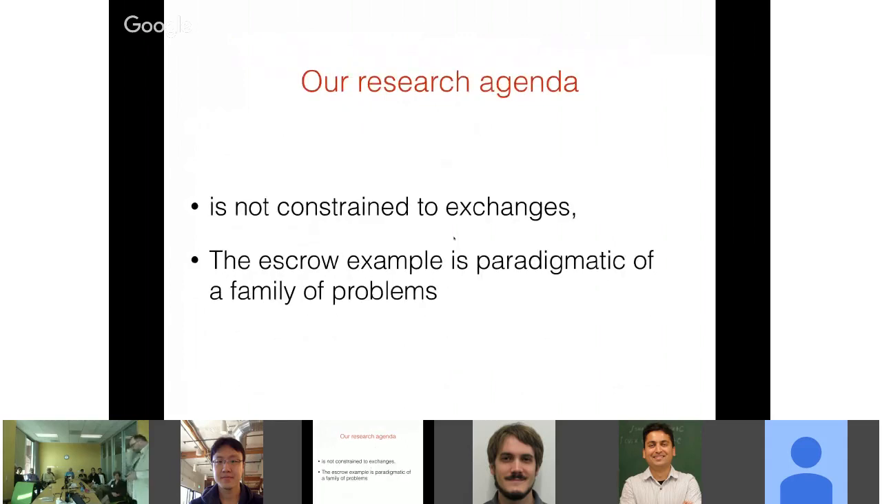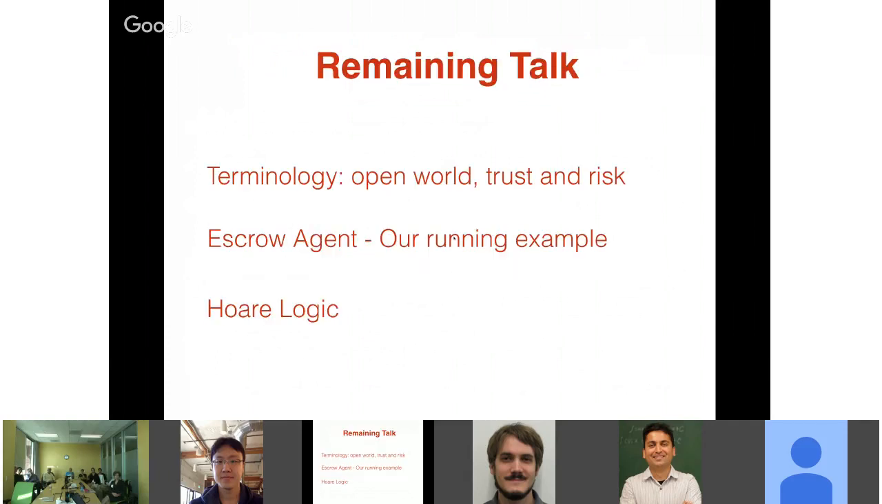Our research agenda is not constrained to exchanges. The escrow example we're going to talk about is paradigmatic to a family of problems, but in fact there is another wide set of problems that we can talk about that doesn't depend on this escrow. So basically, in the remaining talk, I'll talk a bit more about terminology, the open world, and trust and risk, and introduce the escrow agent, and then Sophia will go deep into the escrow agent and finish up by talking about the whole logic. We promise not to talk about guardian soulmates, but if you're interested, you can ask us afterwards.